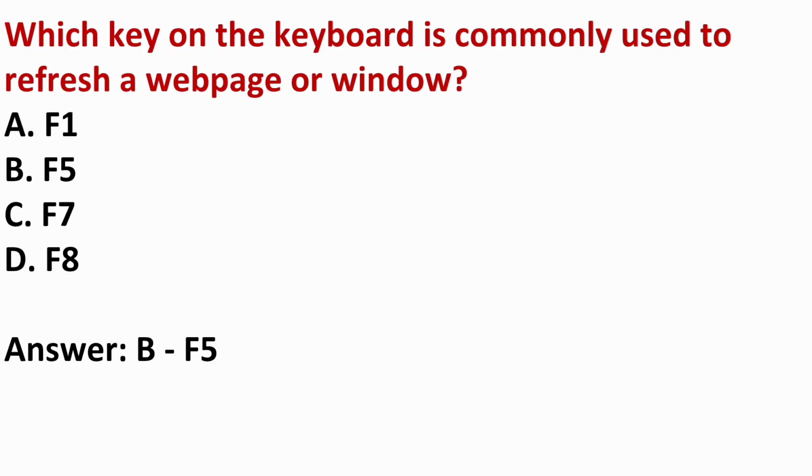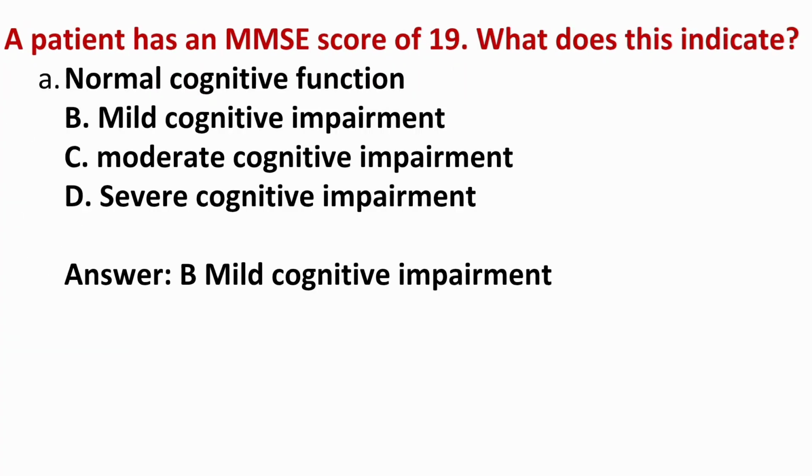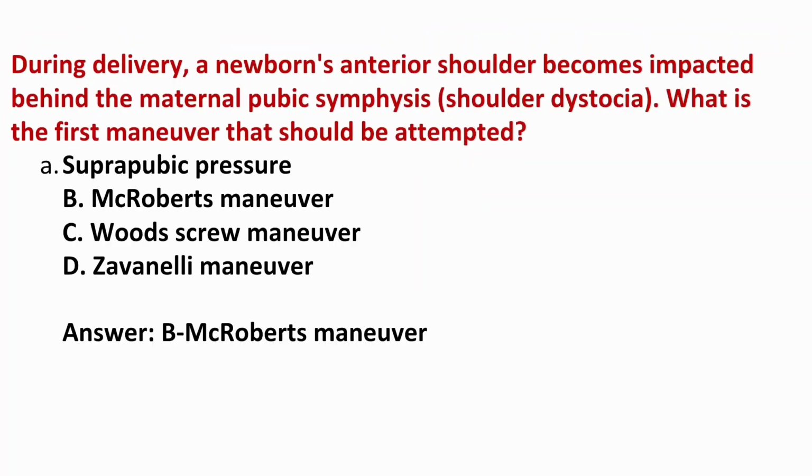Which key on the keyboard is commonly used to refresh a web page or window? A. F1. B. F5. C. F7. D. F8. Answer: B. F5. A patient has an MMSE score of 19. What does this indicate? A. Normal cognitive function. B. Mild cognitive impairment. C. Moderate cognitive impairment. D. Severe cognitive impairment. Answer: B. Mild cognitive impairment.